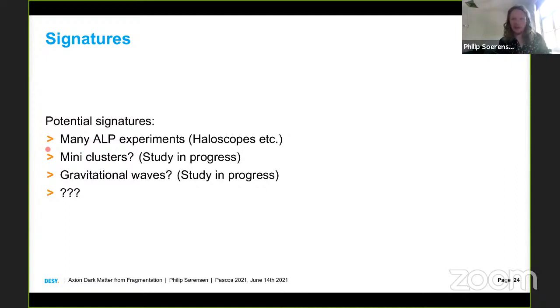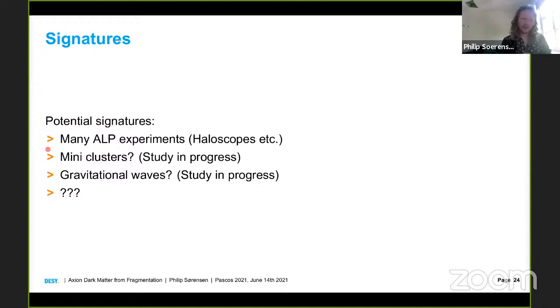And this is something that can happen in fragmentation because you really produce this axion gas with some calculable momentum spectrum. And then from that momentum spectrum, we can calculate the power spectrum of mini clusters. So this is still in progress. Hopefully we will have some finished results soon, but this is something that Cem will talk a bit more about.